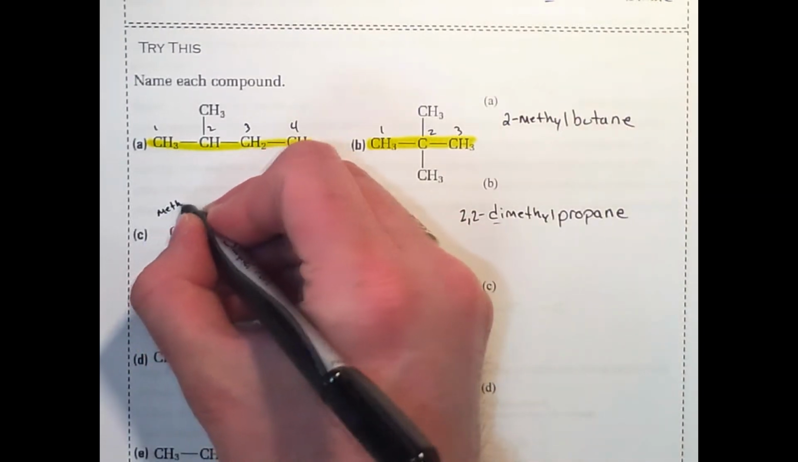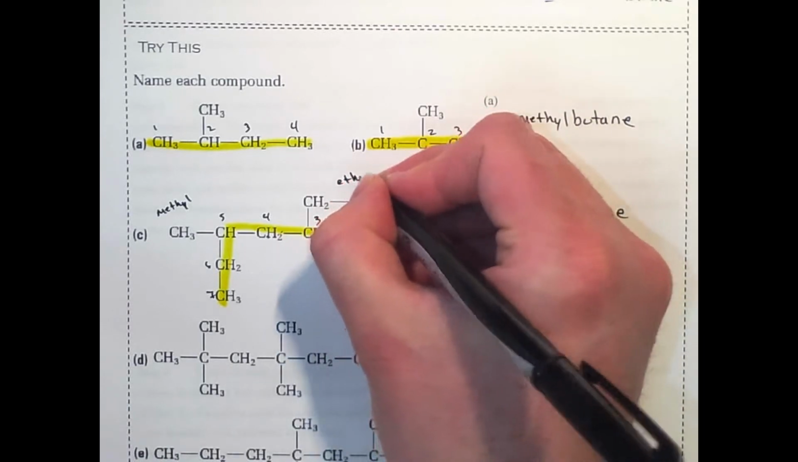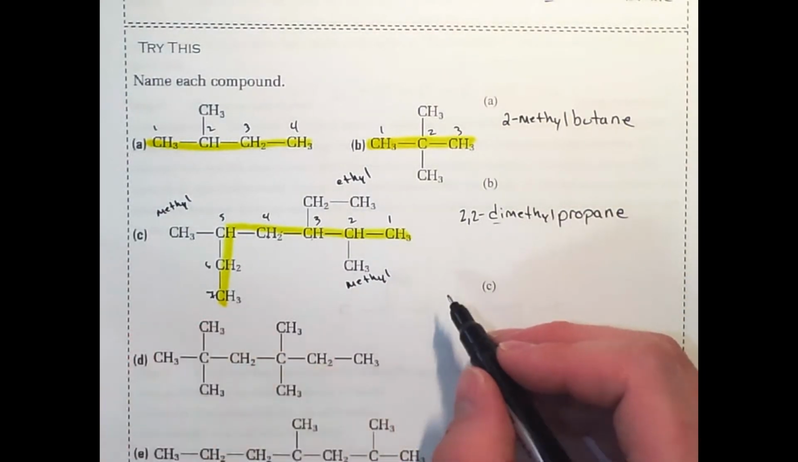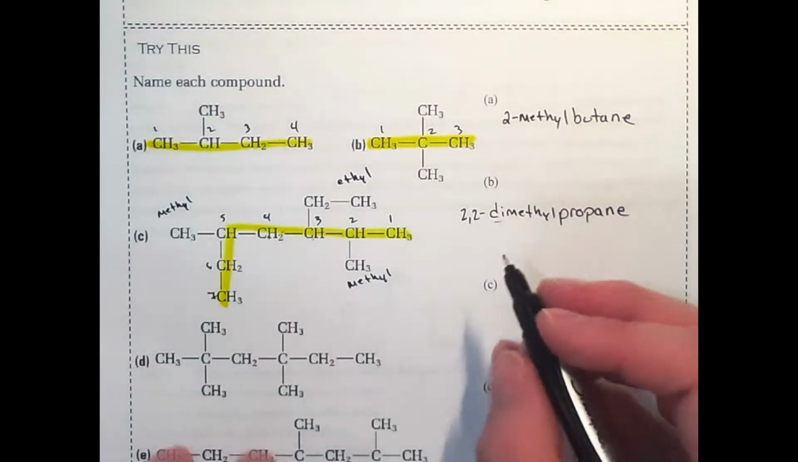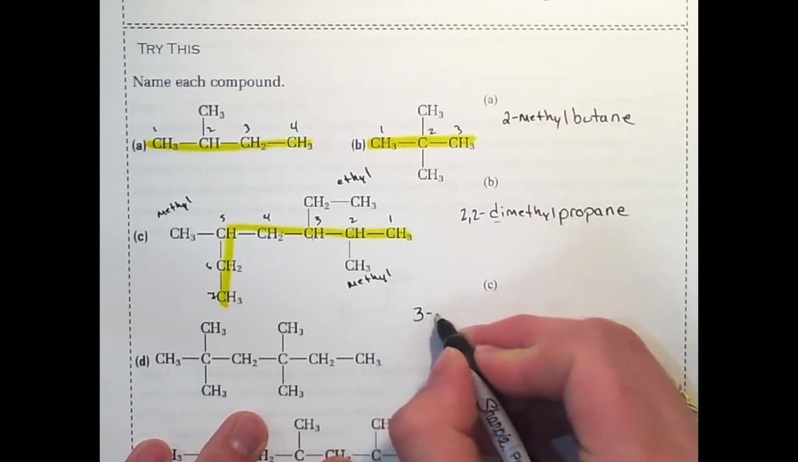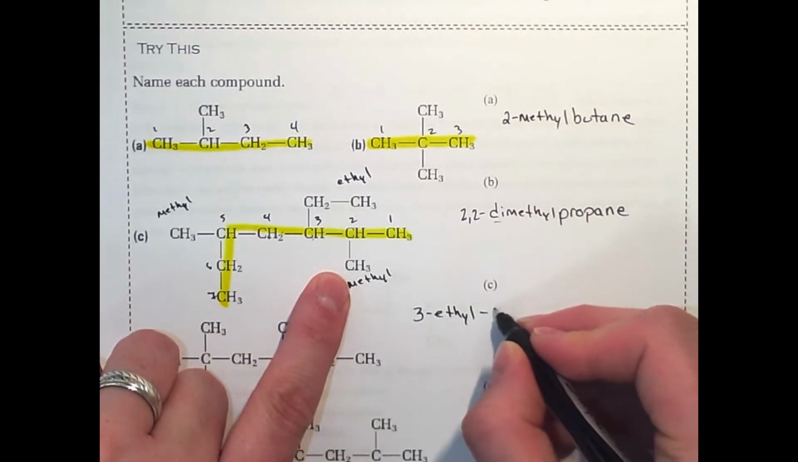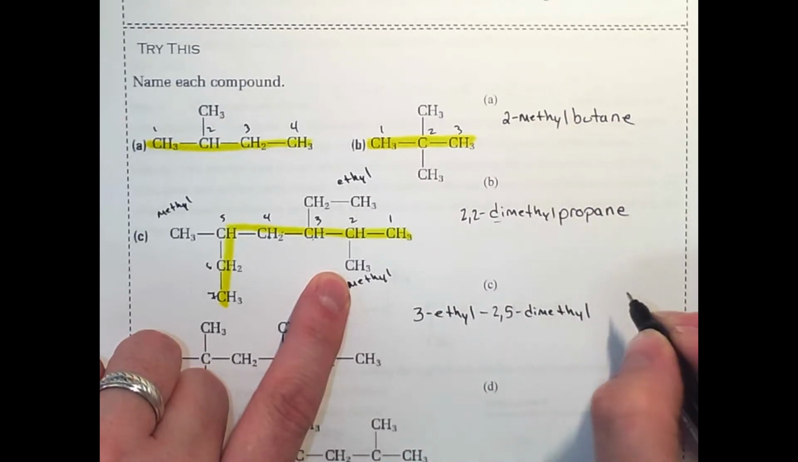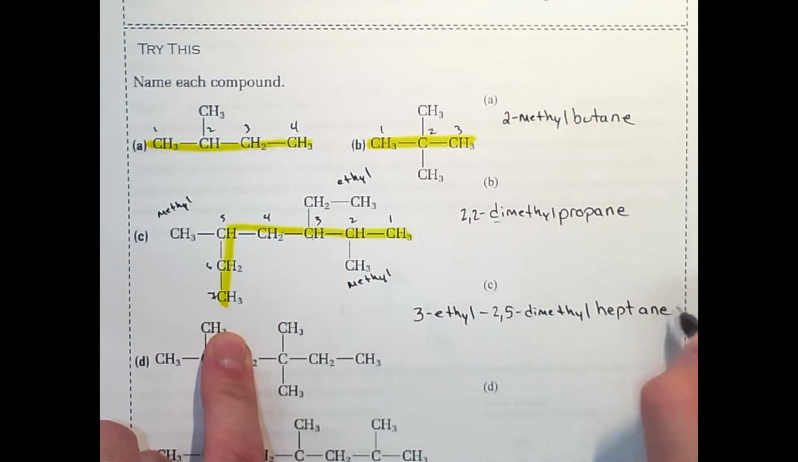I have a methyl here. I have a methyl here. And I have an ethyl here. So I have a dimethyl and an ethyl. And I have a 7-carbon chain, which would be hept. So heptane. So 3-ethyl. Ethyl always will go out in front of methyl. 2,5-dimethyl. And a 7-carbon chain is heptane.